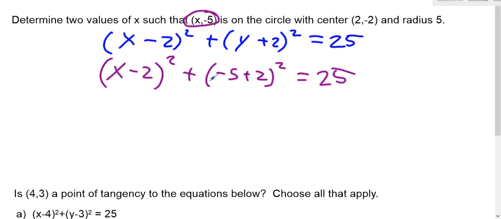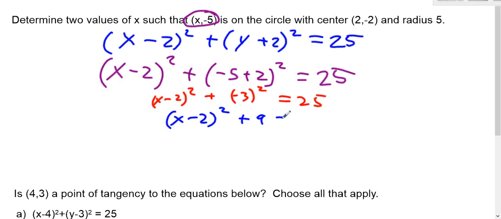And then we need to solve this. So we can deal with the numbers, we're going to keep this whole x minus 2 squared thing by itself for right now. Negative 5 plus 2 is negative 3 squared. Equals 25. Negative 3 squared is 9. So we're going to subtract that 9. Subtract the 9, you get 16.